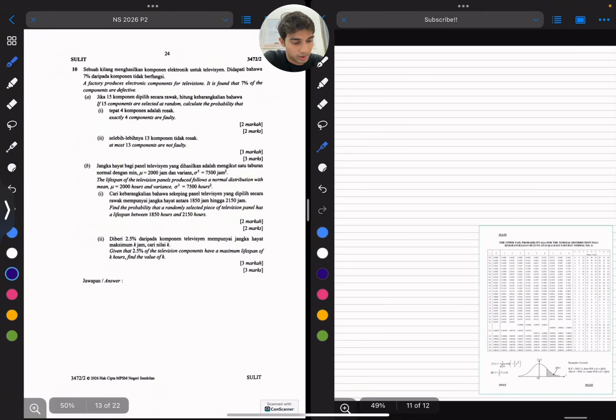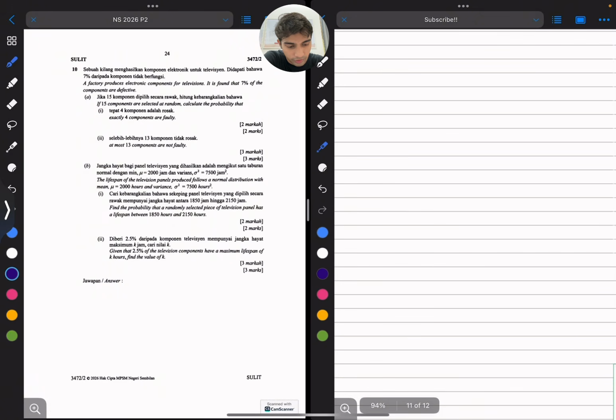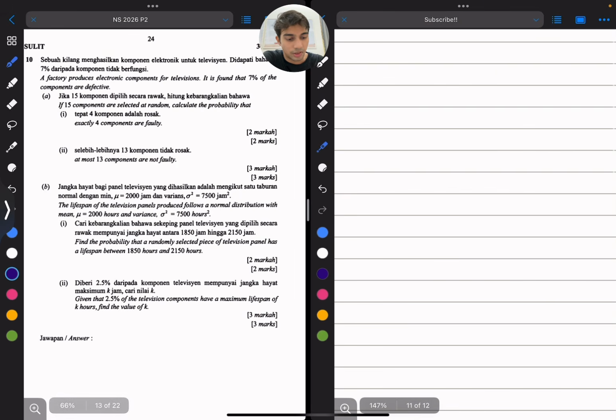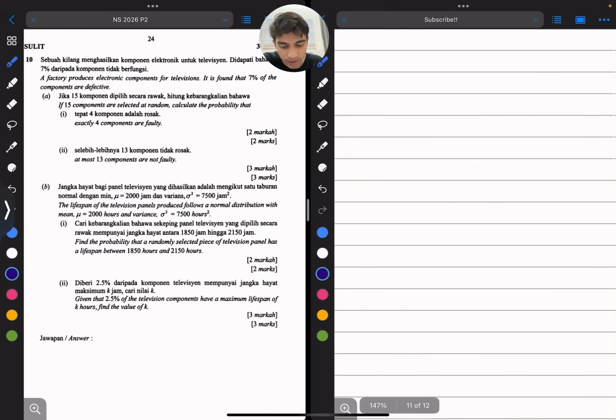Alright, next question. So here we have probability distribution. So I already included a table there later. We can use that now. Alright, question 10.